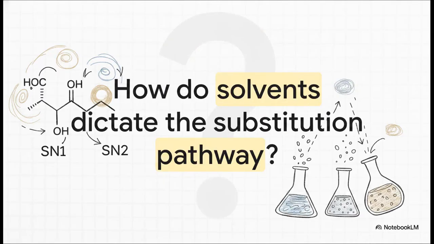Next question for our detectives. When you have a secondary substrate, which is kind of caught right in the middle, right? It's neither perfectly SN1 nor perfectly SN2. How do environmental factors, like your choice of solvent, act as the ultimate accomplice in forcing a specific reaction mechanism?